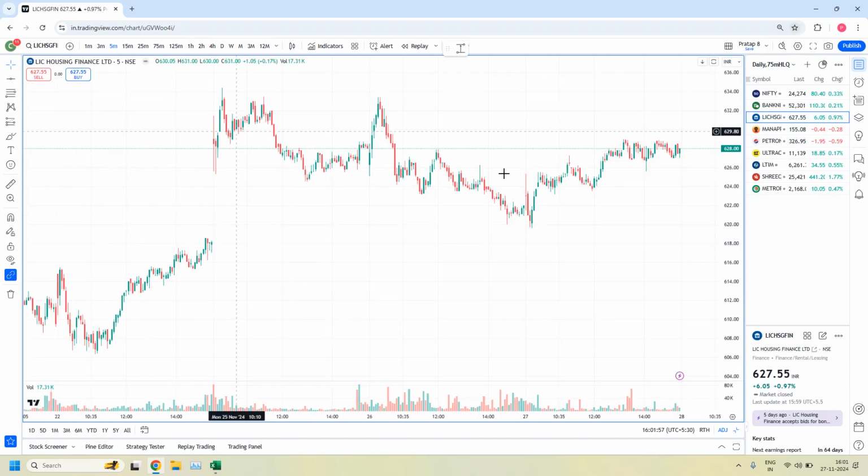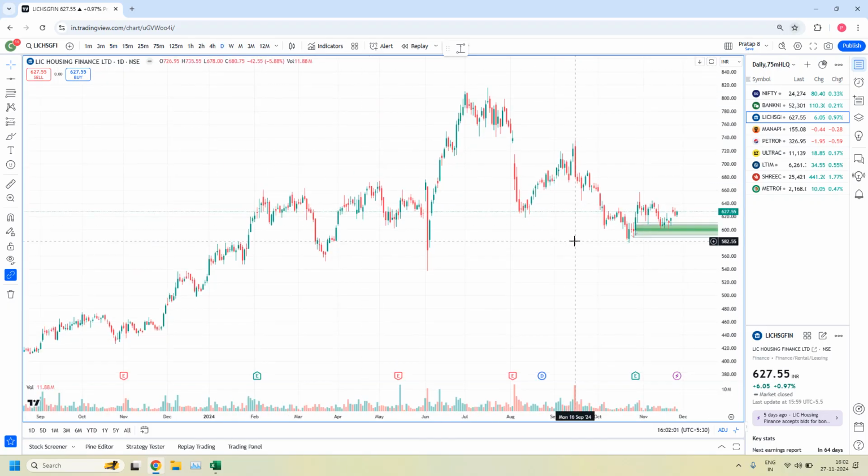First one is LIC. This is a daily high liquidity zone. LIC Housing Finance.